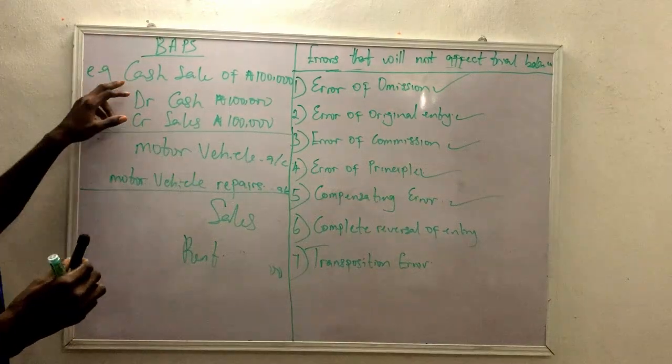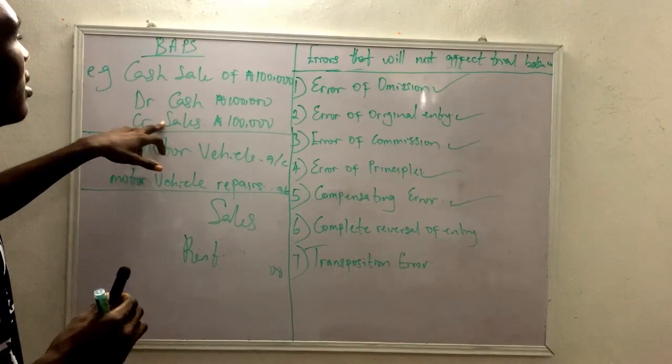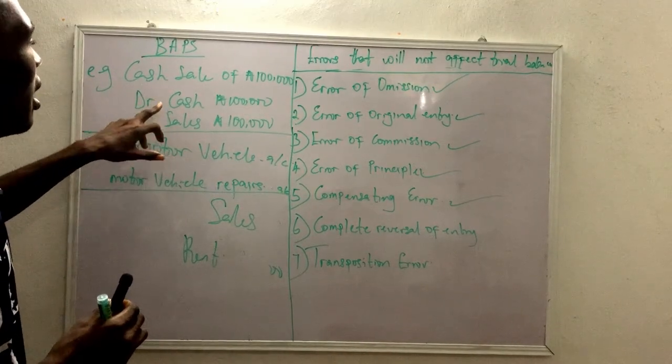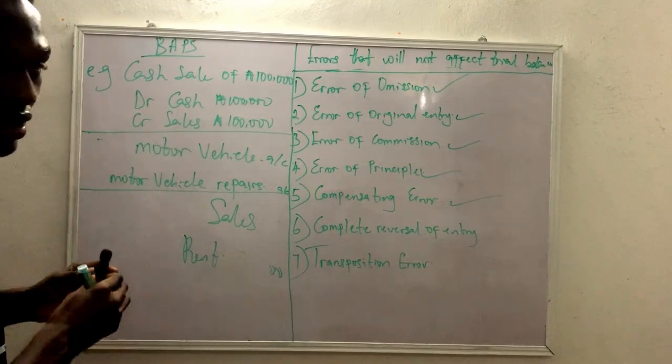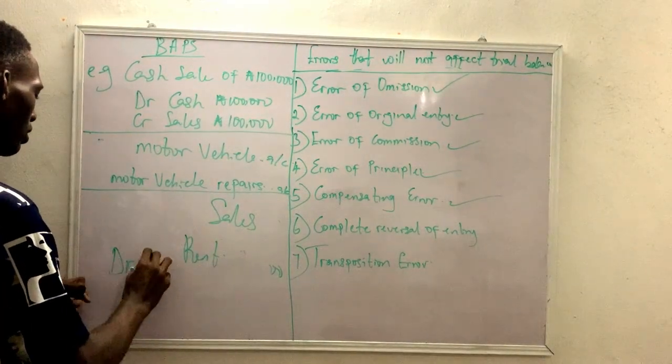For example, let's say we are dealing with cash sales. Instead of us debiting cash and crediting sales, we debited sales, and instead of crediting sales, we credited cash. Maybe you might not understand, so let me write this. So we have cash sales. Let's assume we debited what?